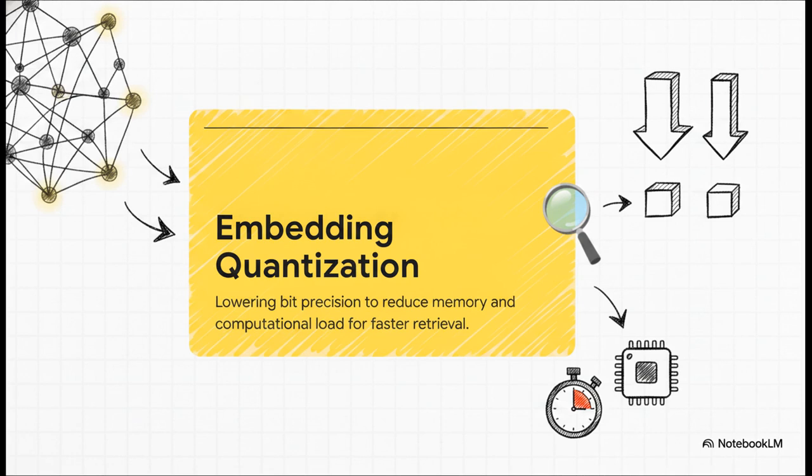Next up is a slightly more technical but incredibly effective strategy: embedding quantization. When an AI searches external knowledge, it uses these complex mathematical representations called embeddings. Quantization is basically the process of lowering the bit precision of those numbers. Think of it kind of like compressing a giant high-resolution photo so it loads faster on a web page, but doing it with data. By lowering the bit precision, you drastically reduce the memory and computational load required. This significantly speeds up the entire retrieval phase, and the best part, you don't even lose the core meaning of the data.